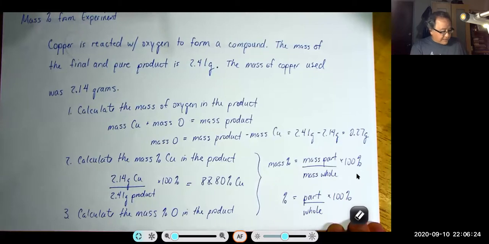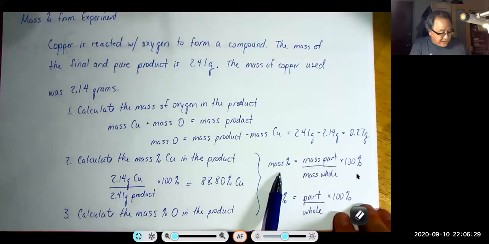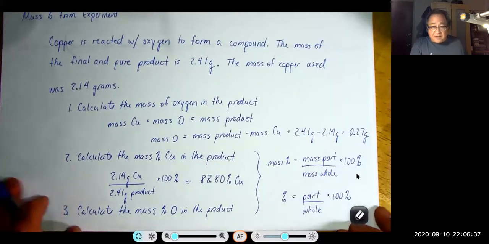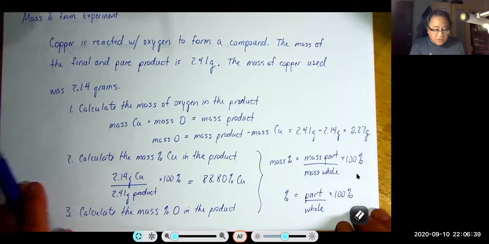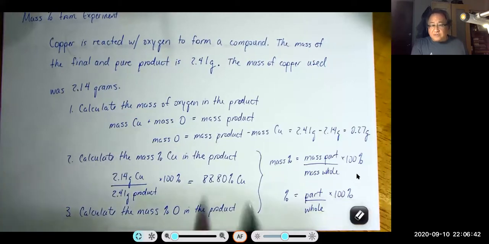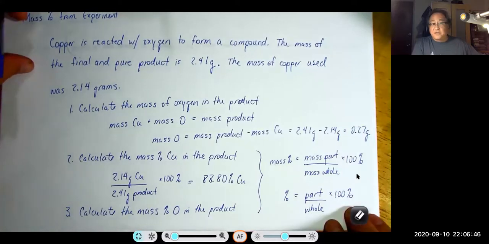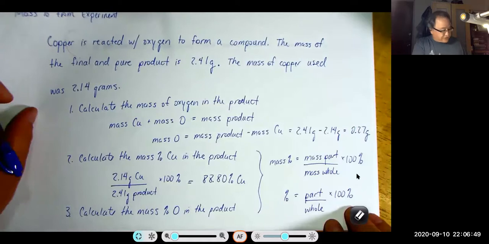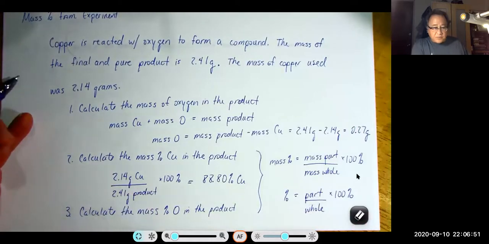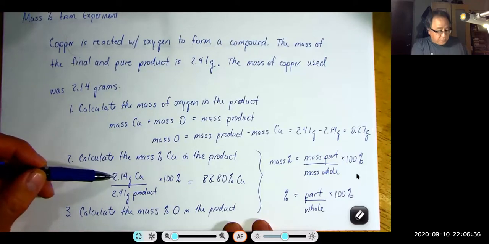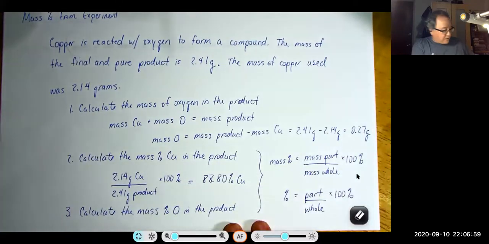So in general, again, calculating the mass percent of an element in a product is the mass of the part, the mass of the element in the product, divided by the mass of the whole, the mass of the product itself. In general, percent means part over whole times 100%. Now here, I've left this for you to do: calculate the mass percent oxygen in the product. How would this differ from the previous problem where we did this for copper? Well, instead of 2.14 grams of copper, we know there's 0.27 grams of oxygen in the product.